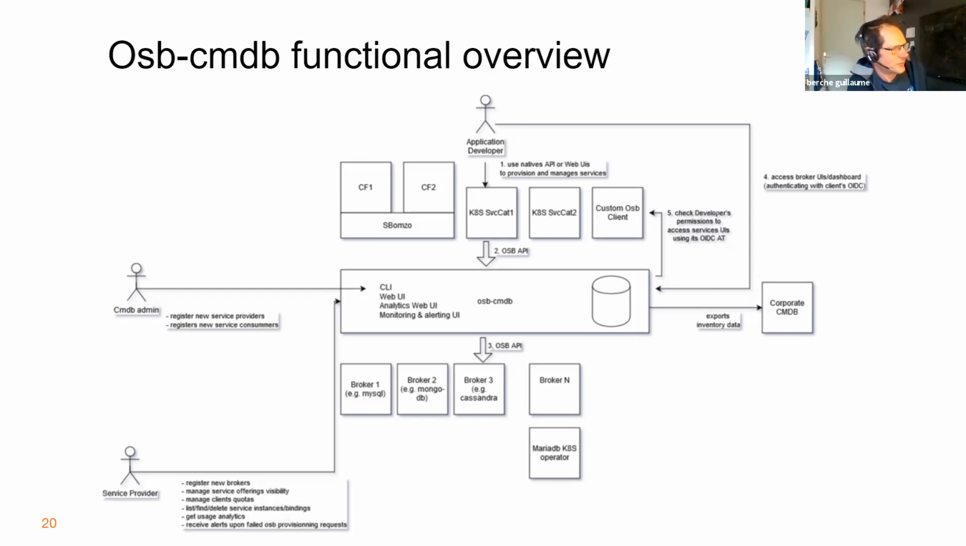They manage the service offering visibility, they manage their quotas, and they can as well look up the content of the inventory, list service instances and service bindings that were provisioned, and access the metadata to know which platform it was, which client, which tenant it was within it. It can be a namespace, it can be a Cloud Foundry org, space, application instance ID.